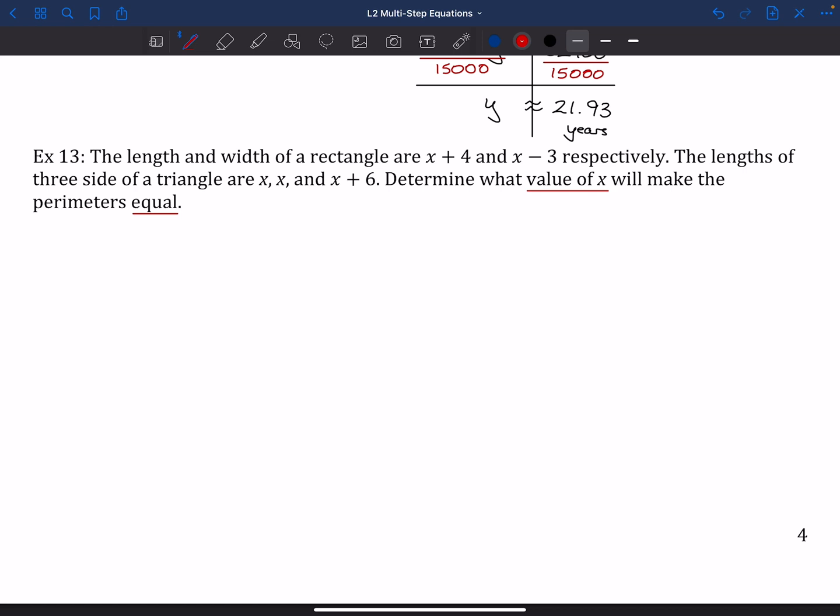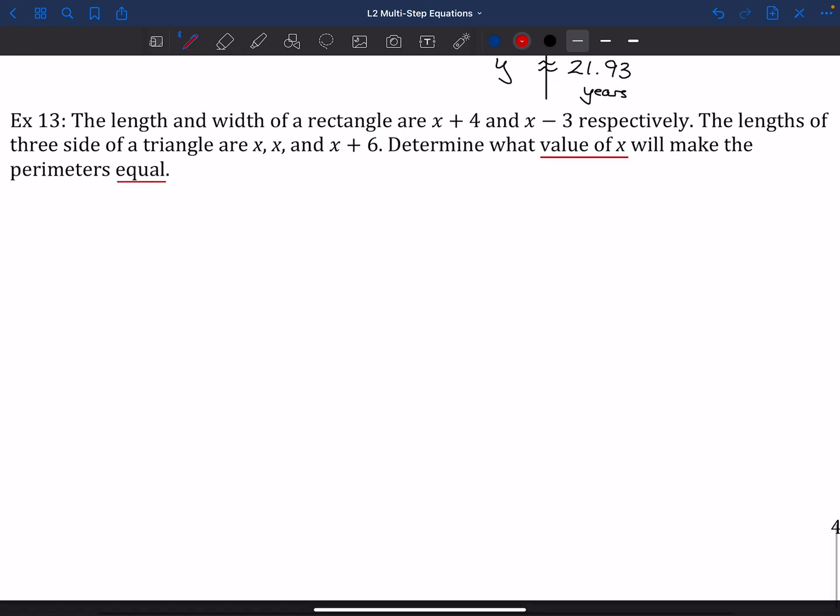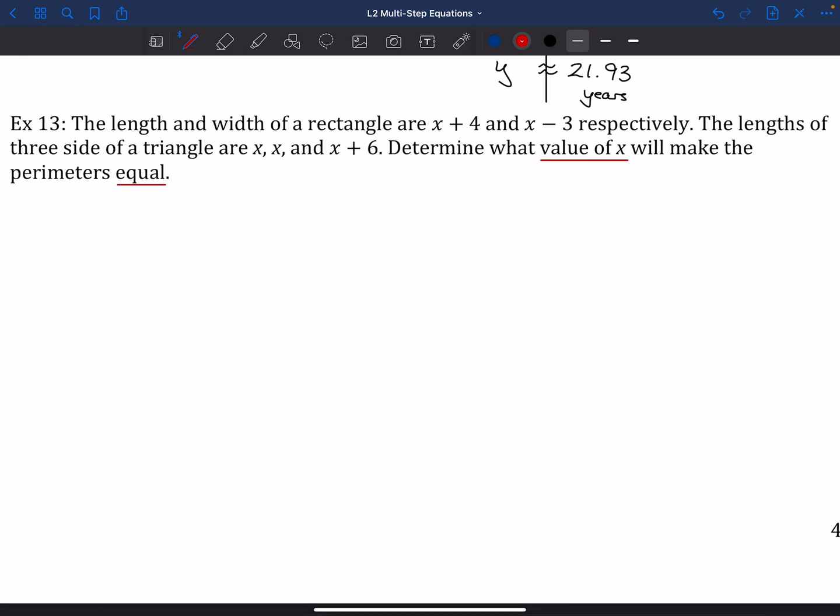Sometimes, when it's talking about shapes and it's geometry based, it's really helpful to draw yourself a diagram real quick. So it's telling me, all right, I have a rectangle. So let's draw ourselves a rectangle. Look at that, perfect first try. It's telling me that the length and width are x plus 4 and x minus 3.